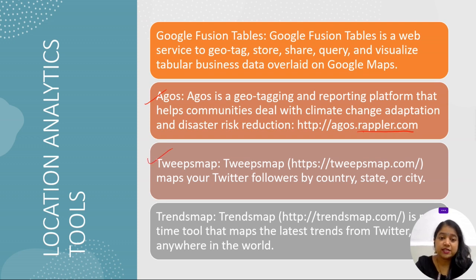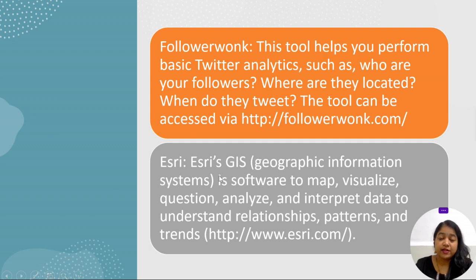Next is the TWIPS map. So TWIPS map, it is used by the Twitter. So if you want to find out that our Twitter followers, they belong to which country, state, then we can use this website and we can find out their actual location. Then comes the trends map. So trends map, using the trendsmap.com website, we can find out what is the latest trends on the Twitter anywhere in the world. So this will help us to understand the people and the trends.